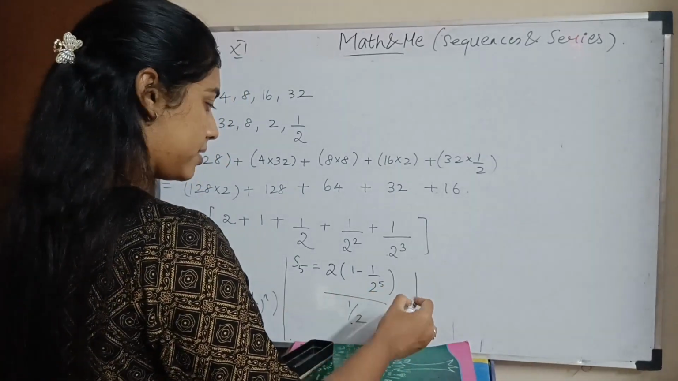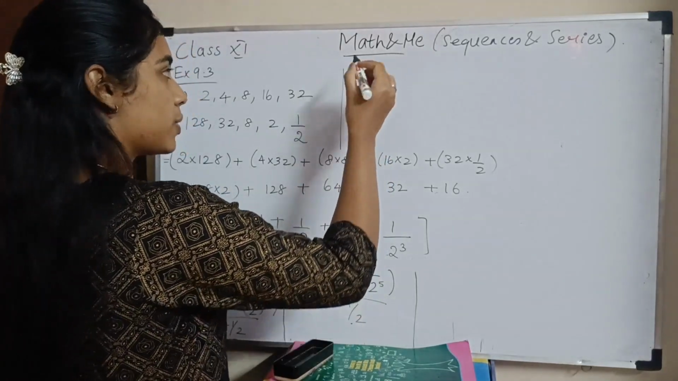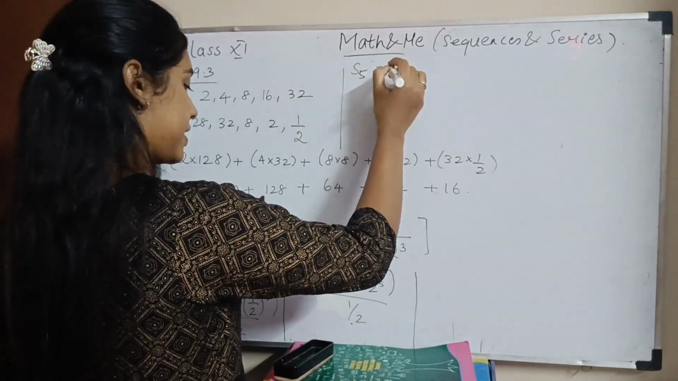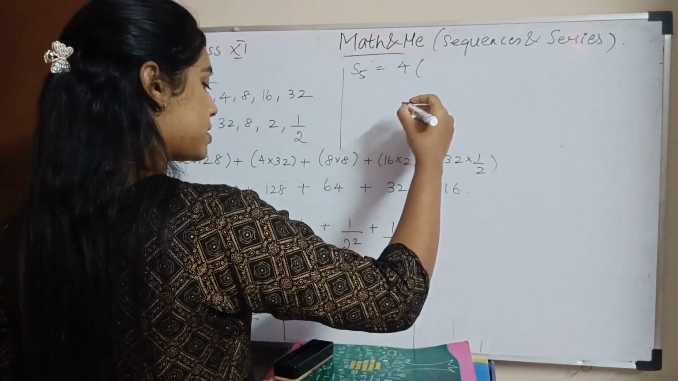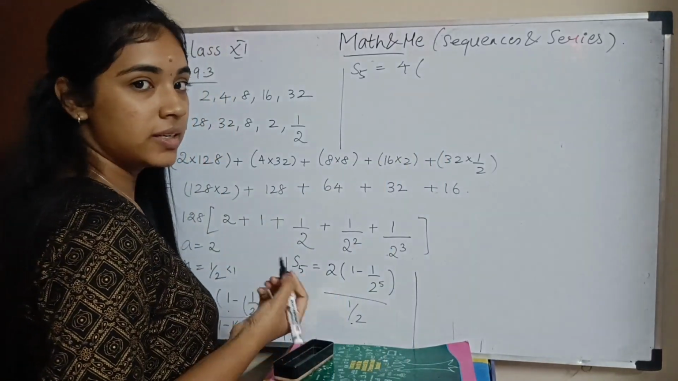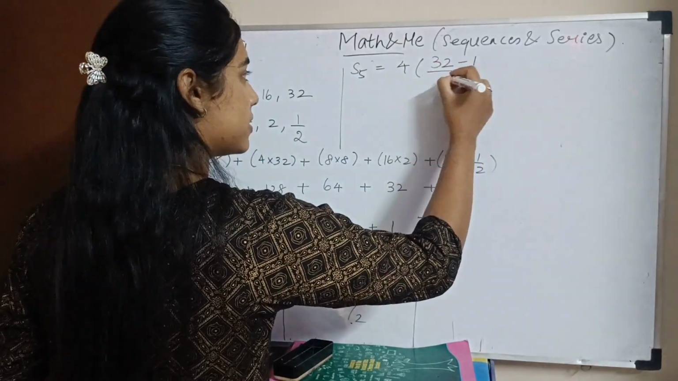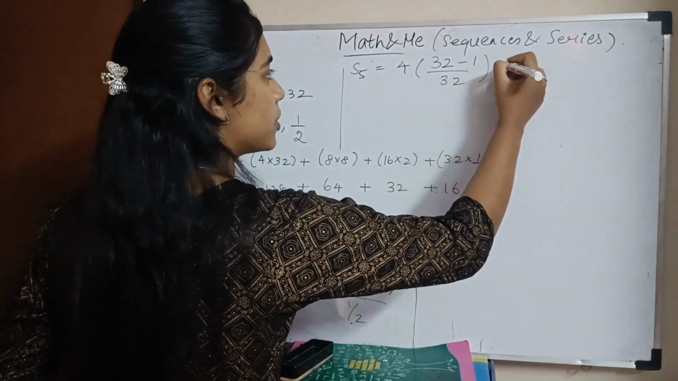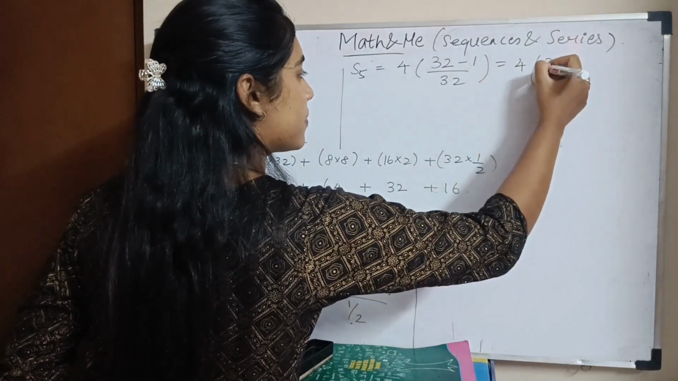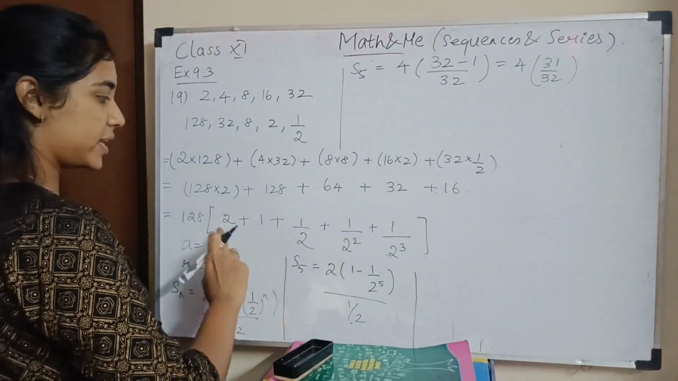So, what happens to that? When I take this half to the numerator, it becomes a 4. So, what is my S5? S5 equals 4 times (2 to the power 5 minus 1). What is 2 to the power 5? 32. So, it's (32 minus 1) divided by 32. What do I have? 4 times 31 divided by 32. So, this is your S5 in the sum.